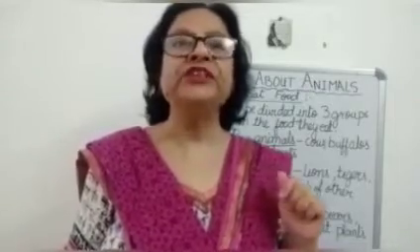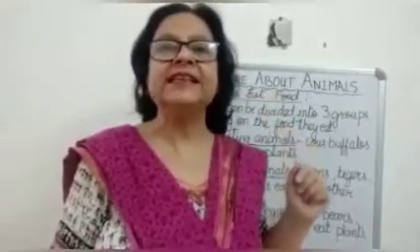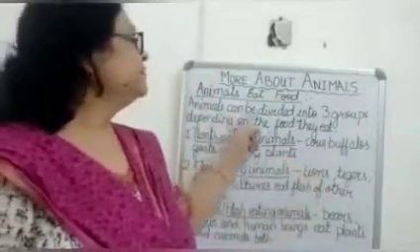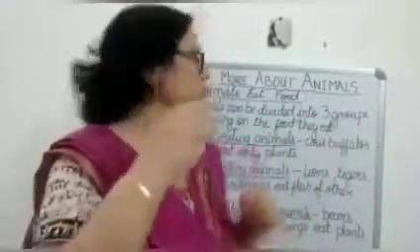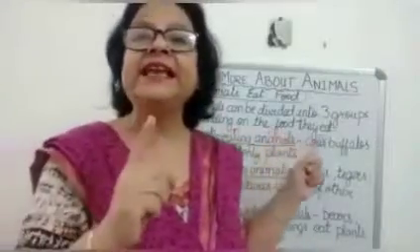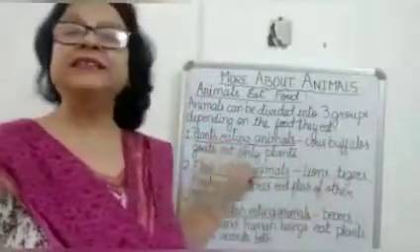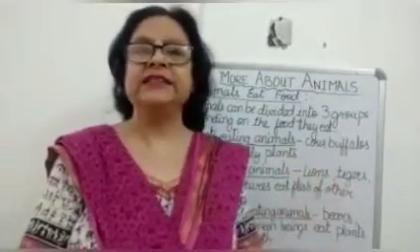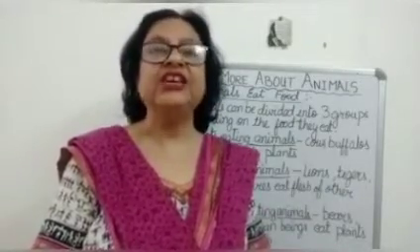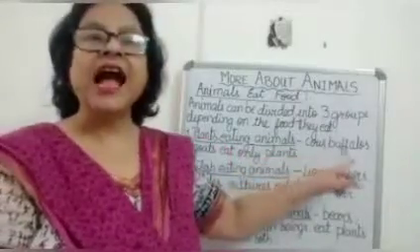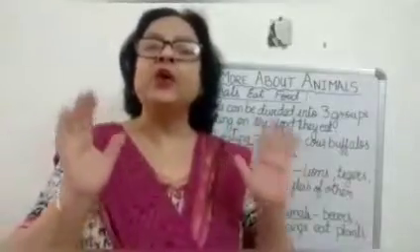But now we are going to study about the animals and their food, the food that they eat. Okay? Animals can be divided into three groups depending on the food they eat. The first type, plant-eating animals. Some animals eat only plants, and they are cows, buffaloes, goats, they eat only and only plants.